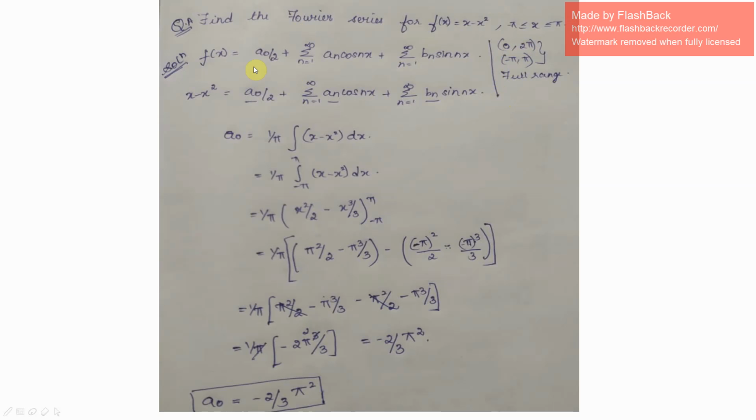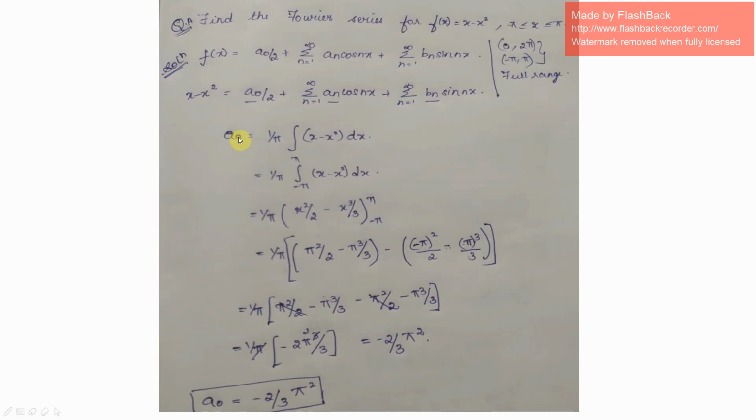And the formula for full range Fourier series is f of x is equal to a naught by 2 plus summation n is equal to 1 to infinity an cos nx plus summation n is equal to 1 to infinity bn sin nx. So here in our problem, we are given f of x is equal to x minus x square. So we are going to replace this f of x by x minus x square. So now our formula will be like this. The ultimate aim in this problem is finding the values of a0, an and bn. These terms a0, an and bn are also called your Euler's formula.